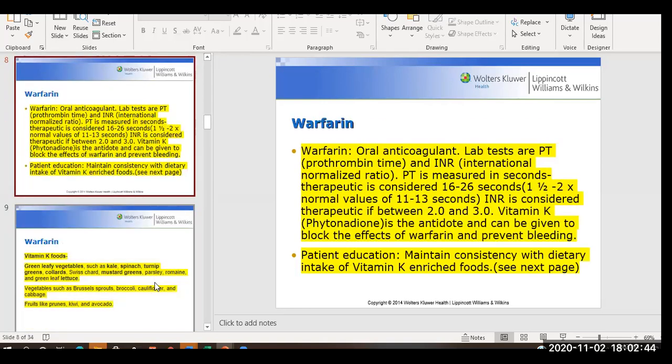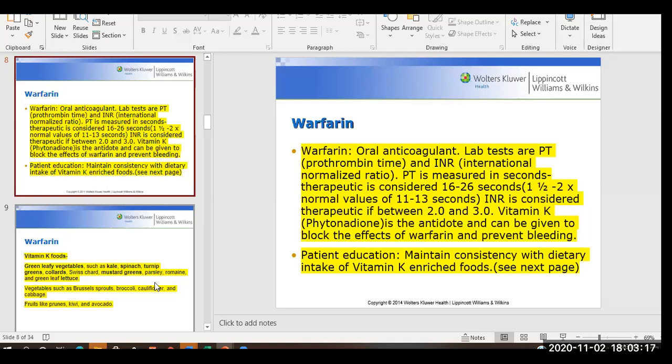Okay. And then with warfarin, what do you need to know? You need to know lab tests, PT and INR. So INR is the one they're probably going to ask you about, 2.0 to 3.0. And vitamin K is the antidote, right? And if they're looking at the PT, PT is measured in seconds. So PT is normally 11 to 13 seconds, okay? If they're on warfarin, it's 1.5 to 2 times normal, which is 16 to 26.